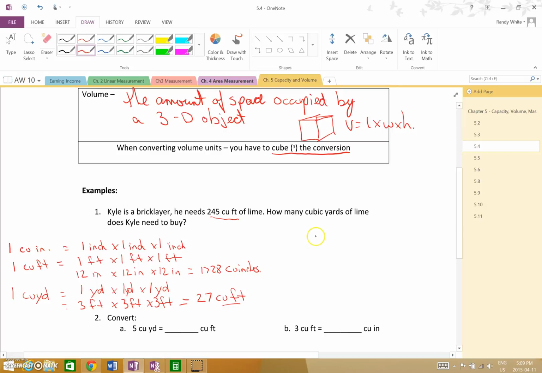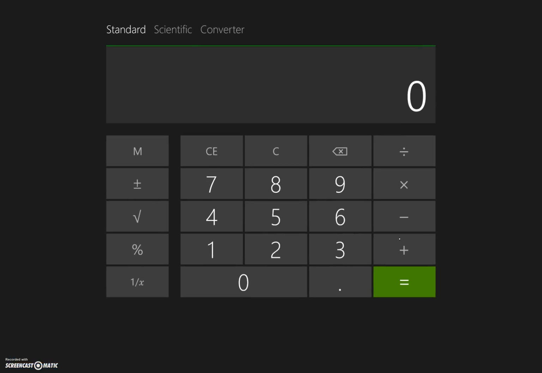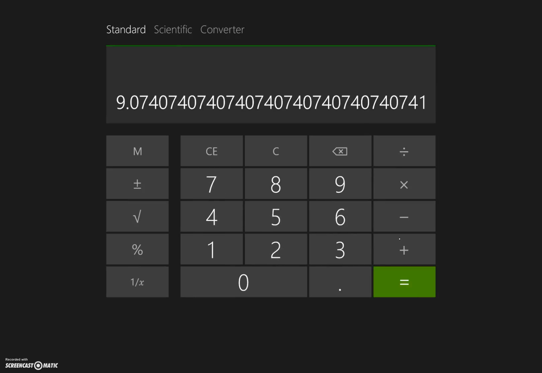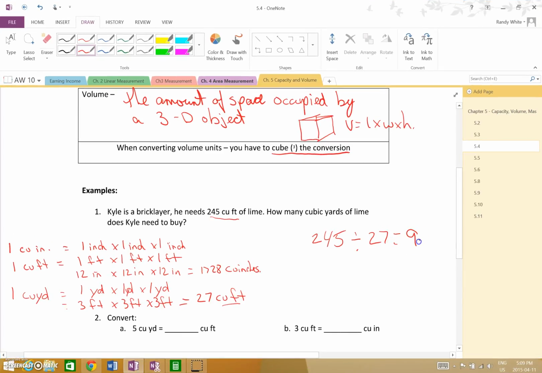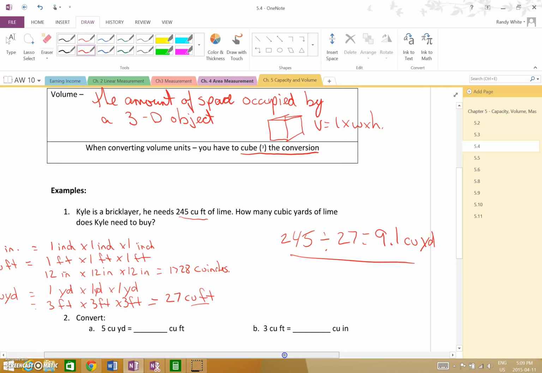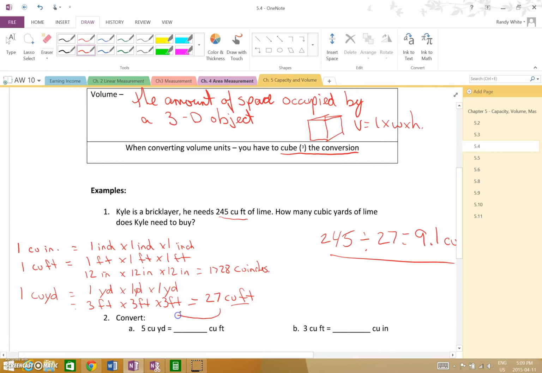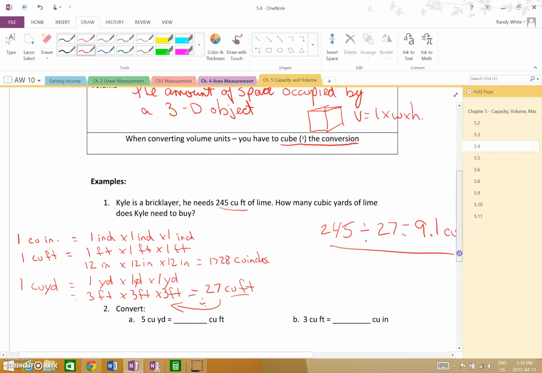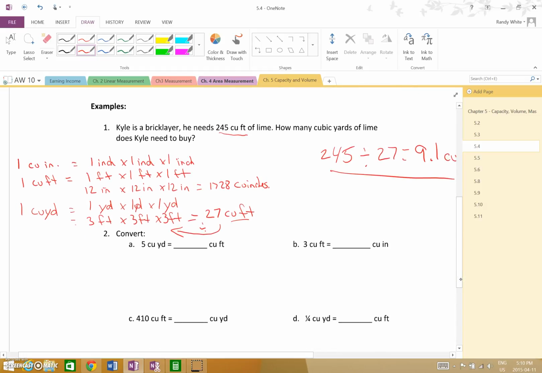So I'm going to take 245, divide that by 27. That is 9.1 cubic yards. Okay, simply because I'm going right unit to the left unit, so therefore, I have to divide. It doesn't matter whatever table you've got, if you're going right to left, you have to divide.